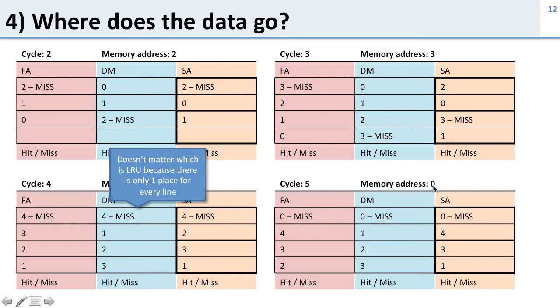Now we go and access memory address 0. Remember, we just kicked out memory address 0. So for the fully associative one, we're going to miss because we just kicked it out. And then we're going to kick out the oldest thing there, address 1, and put it in. For direct map, there's only one place address 0 can go, so we're going to kick out 4, which we just brought in, and put in 0. And for set associative, we can put it anywhere in this set. We're going to kick out the oldest thing in the set, which was 2, and we're going to put it in here, so we have 0 and 4.